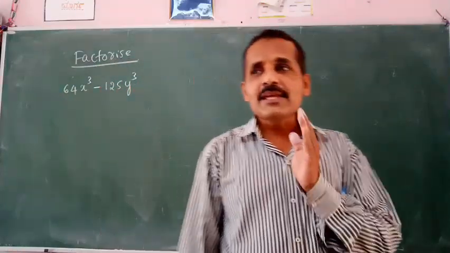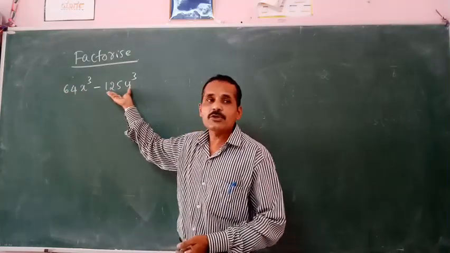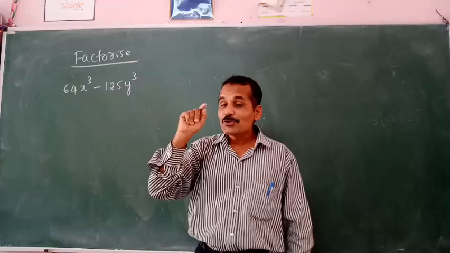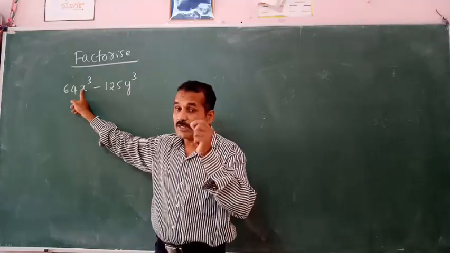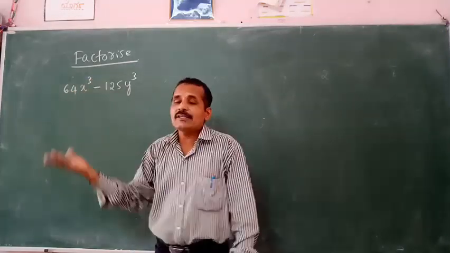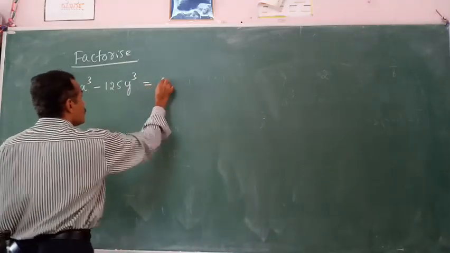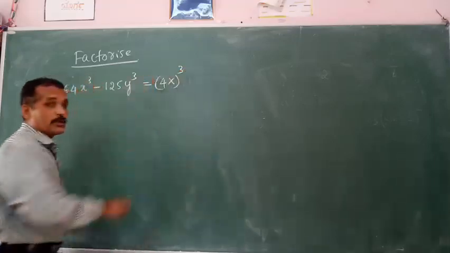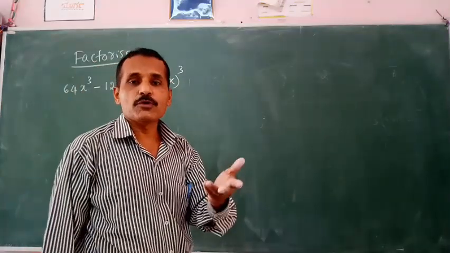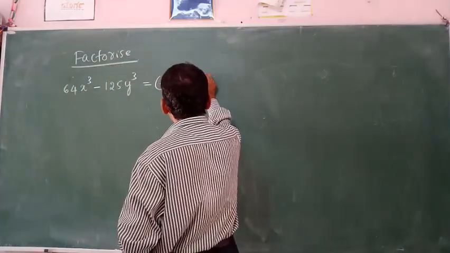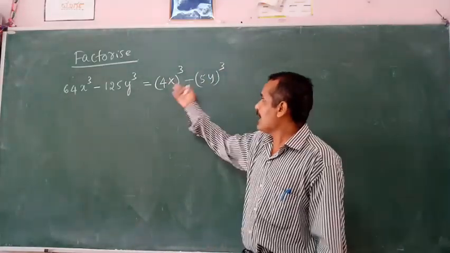My dear children, by seeing the problem itself, you can understand it is the form of a cube minus b cube. But we should know what is a and what is b. a is not 64x. Students make this mistake: seeing 64x cube, they think a is equal to 64x. Definitely wrong. I will write this as 4x the whole cube, because you know that 4 into 4 into 4 is equal to 64, or the cube root of 64 is 4, minus 5y the whole cube. I got the value of a, I got the value of b.